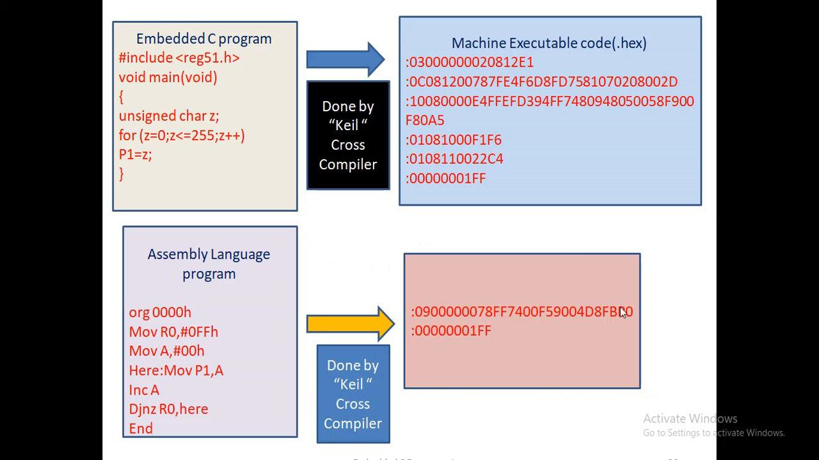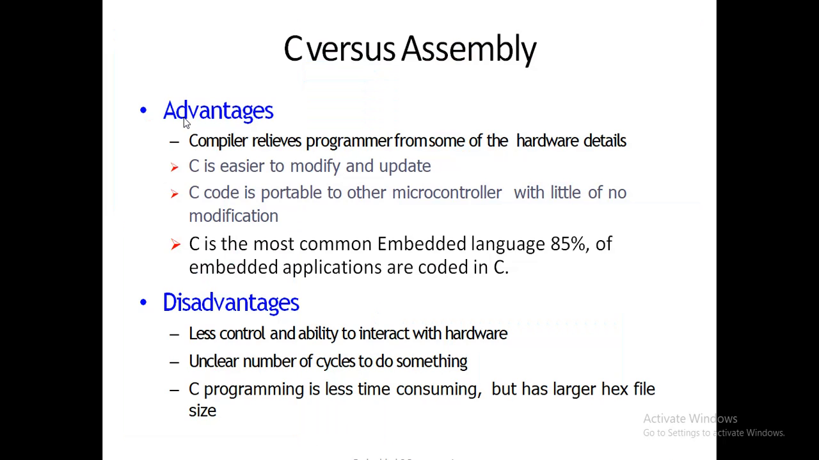I showed this in the previous one. What is the one disadvantage? It consumes more memory, but assembly level programming has less memory. One advantage of assembly language programming is that it consumes only less memory space in the program memory. But other than that, embedded C has more advantages. You do not need much knowledge about the microcontroller.